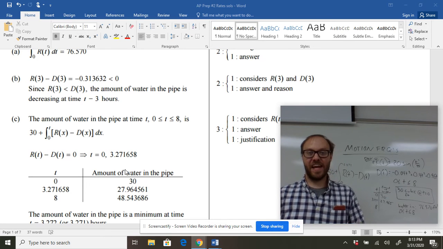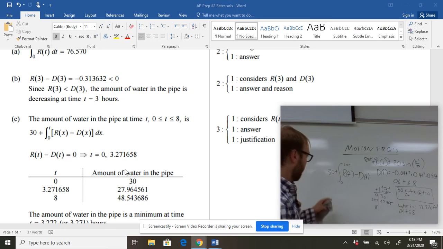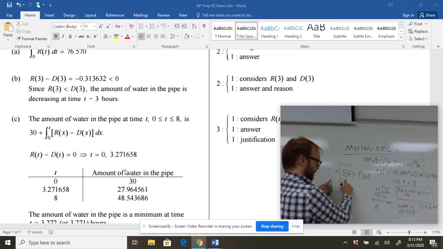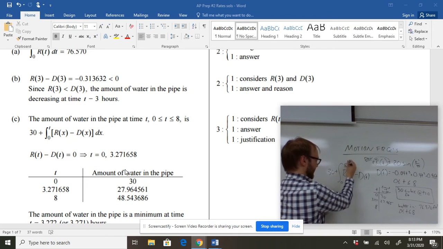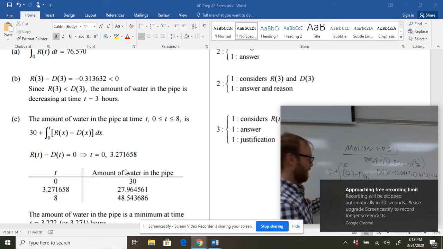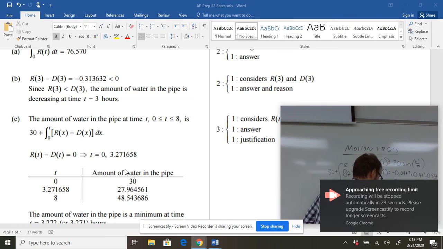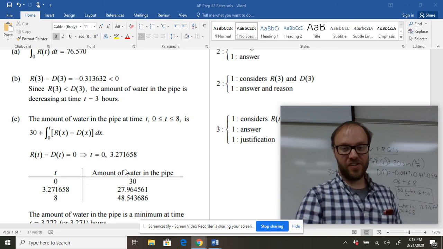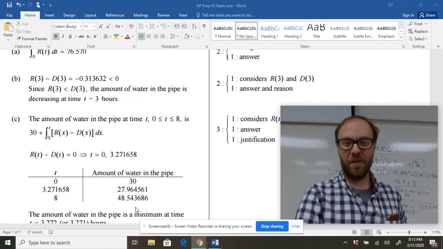Okay, and then we've got to check at the end. You know, maybe our lowest amount of water happens at the end. Well, basically, it's just the same thing. Here's the rate of change, but we want to figure out how much water comes in between time equals 0 and time equals 8. And so you can take that integral, and then you can add 30 to that, and you end up with about 48.54. So notice the lowest one here is 27. That's your overall minimum value. All right? So not too terrible, although it does take some time.